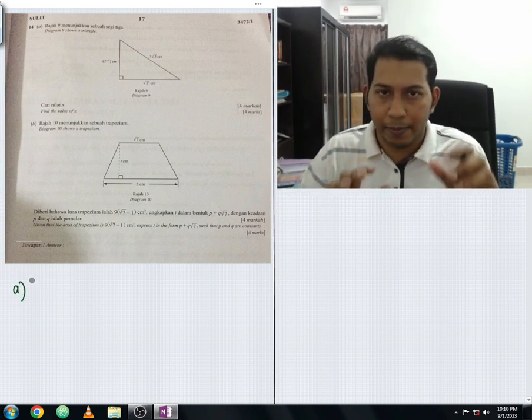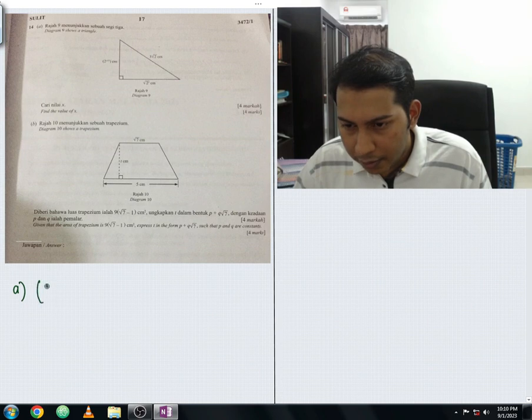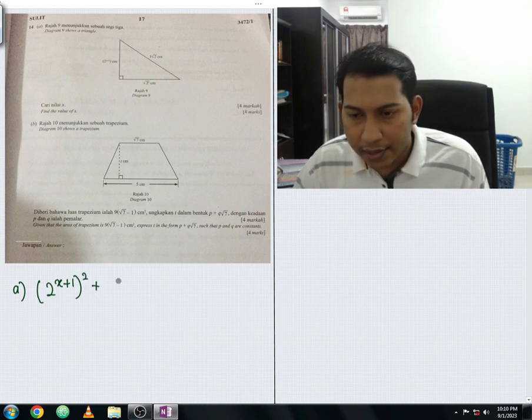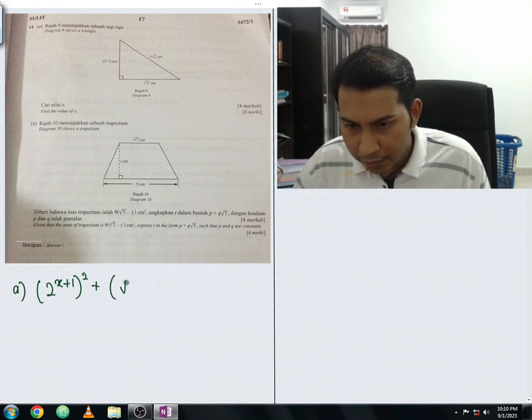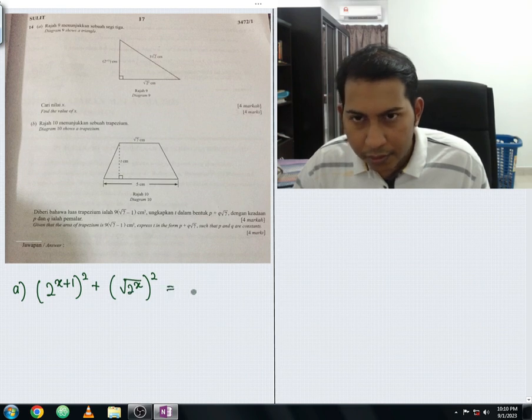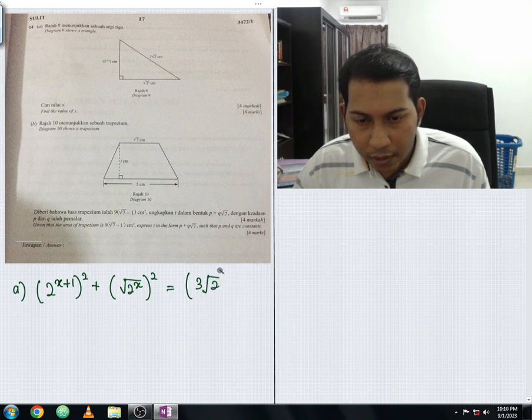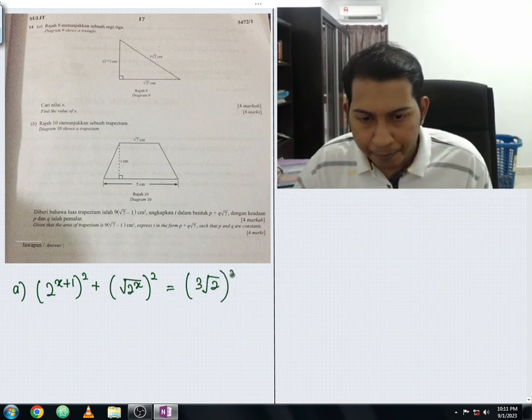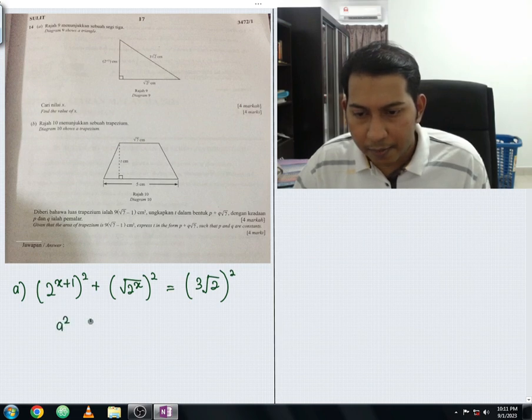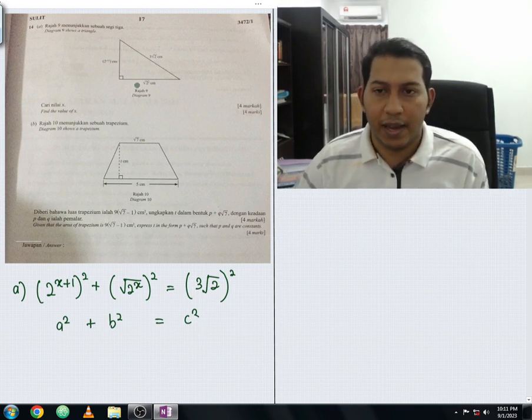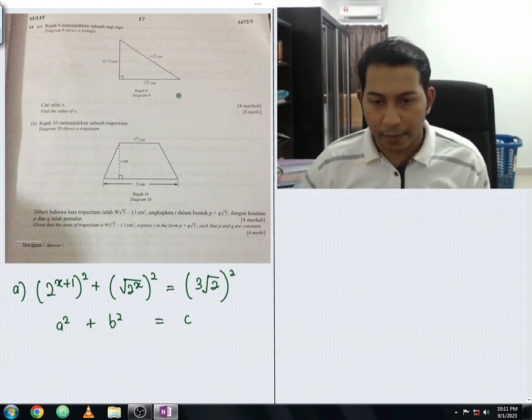Similar concept of the Pythagoras theorem, so we're going to apply it. So (2 to the power of x plus 1) square plus (square root 2 to the power of x) square is equals to (3 times square root 2), and then you put the whole thing square. This is representing a square plus b square is equals to c square. This c is representing the hypotenuse, the longest length in the right angle triangle.